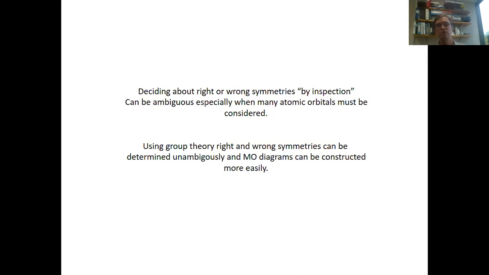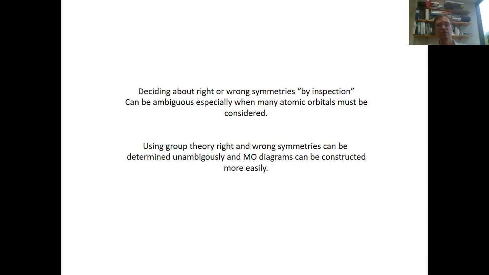So either the symmetry of two orbitals is right or it is wrong. If it's right, then we can construct molecular orbitals. If it's wrong, then we cannot construct molecular orbitals. So in the last class, we determined that right or wrong by inspection. However, as I told you at the end of the last class, this can be tricky, especially when the molecule becomes more complex.